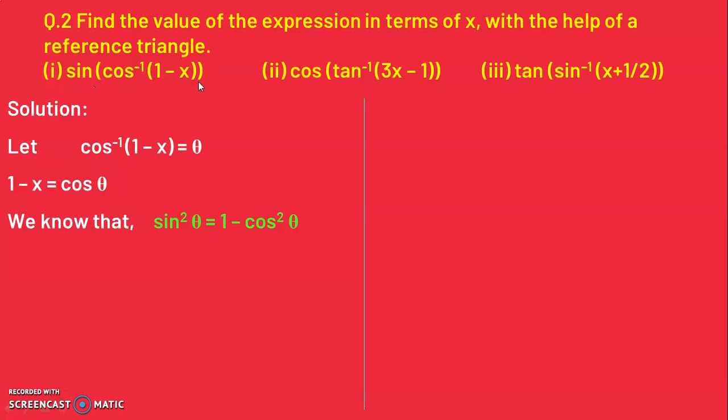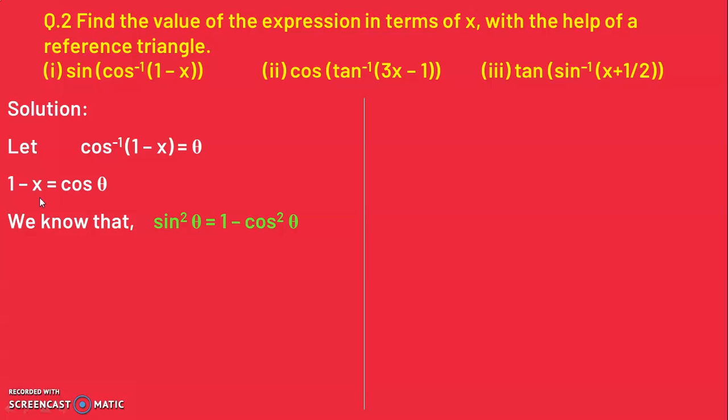For that, first we take this cos inverse of 1 minus x, and let this term be equal to theta. So let cos inverse of 1 minus x be equal to theta, so that cos theta will be 1 minus x. This cos inverse will be taken to the right hand side. So cos theta is equal to 1 minus x.